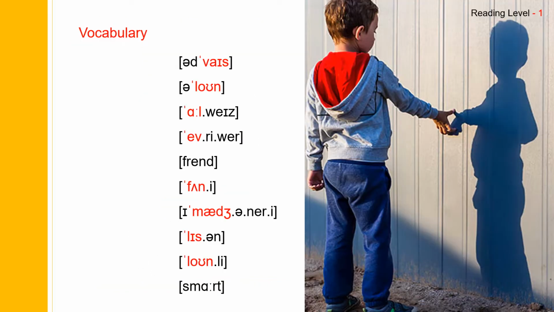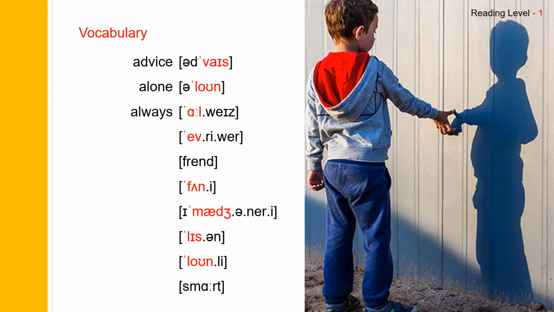Now let us practice vocabulary. The first one, advice. Advice. And advice spells A-D-V-I-C-E, advice. Next one, alone. Alone. Alone spells A-L-O-N-E, alone. And next one, always. Always. And always spells A-L-W-A-Y-S, always.